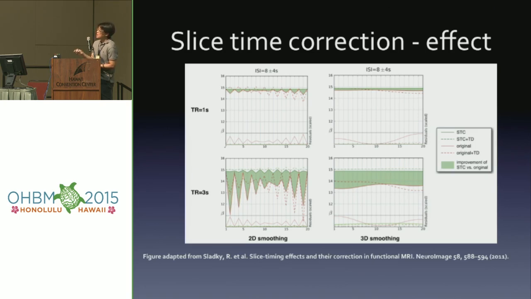On the top two simulations, they use TR equal to 1 second. At the bottom two, they use TR equal to 3 seconds. The difference between the left panel and the right panel is that on the left, people only did 2D smoothing to show the impact of the slice timing correction for individual slices. And on the right, people use the 3D smoothing, which is normally what we do in our data. The green area here shows how much improvement you get when you use slice timing correction.